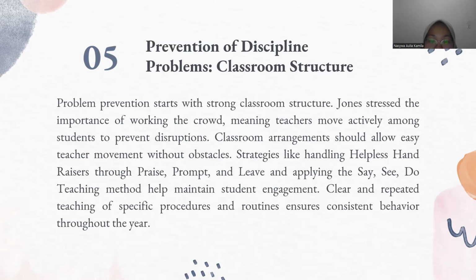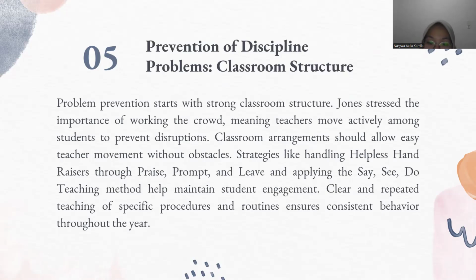And another technique is handling helpless hand raises. Instead of spending too much time with one confused student, teachers should use prize, prompt, and leave. Give a quick prize, a short hint, and move on to other students to keep the whole class running smoothly. In addition, there is the say, see, do teaching method, which means that teachers say the instruction, then show an example, and then immediately have students do the task themselves. These active learning styles keep students engaged and reduce misbehavior.